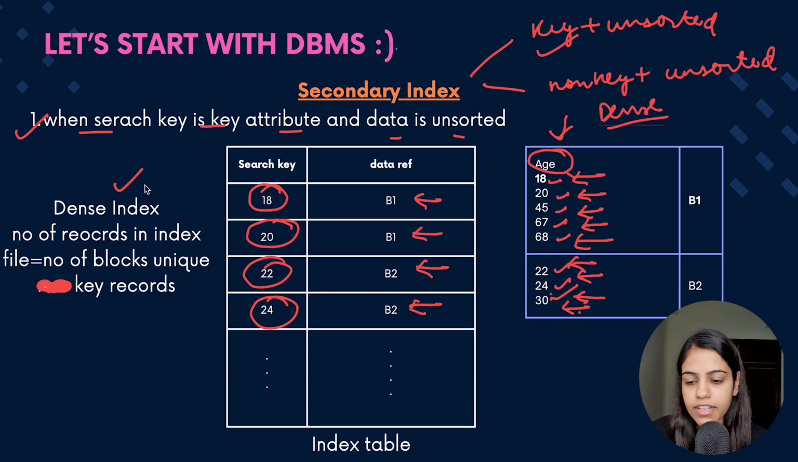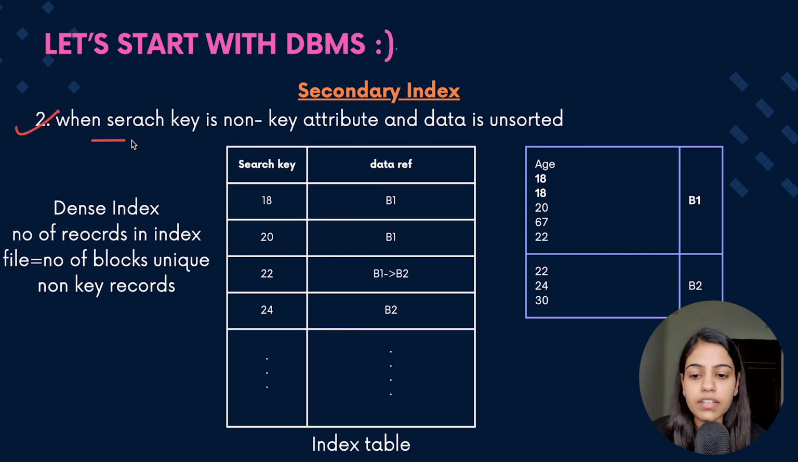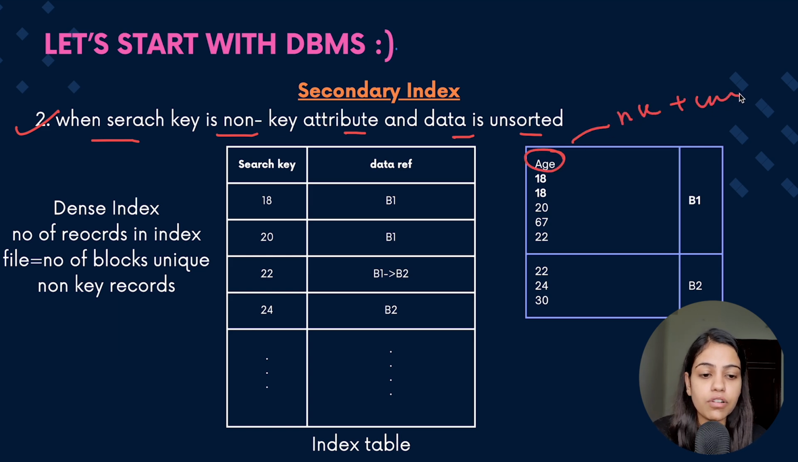So here we have followed dense indexing, where the number of records in the index file is equal to the number of blocks of unique key records present in this particular case. Now coming to the next case, when the search key is a non-key attribute and the data is unsorted. Here age is a non-key attribute, as well as the data is also unsorted.